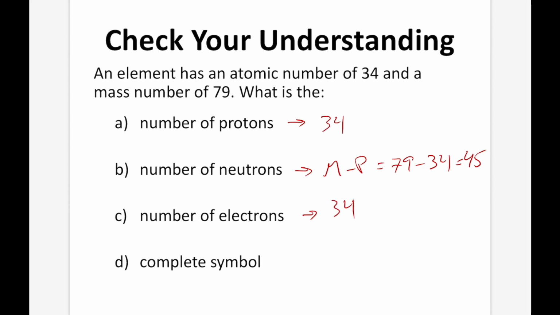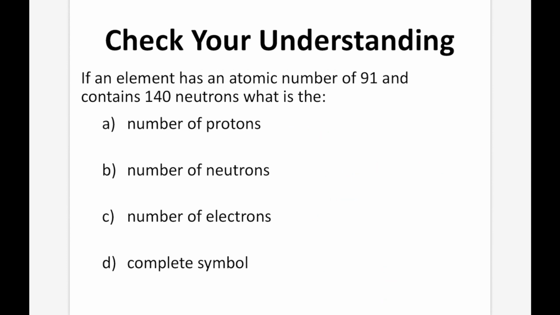And then the complete symbol is going to be Se, because when we find the atomic number 34 on the periodic table, we find the symbol Se. The mass is going to be below. The mass is 79. And the atomic number is going to be up top, and that's going to be 34. And there's our complete symbol.